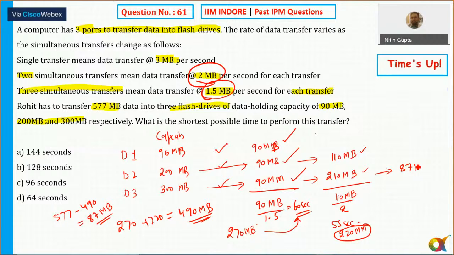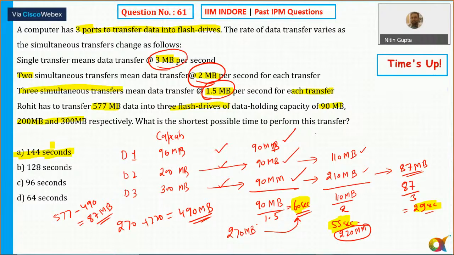And now this drive is working alone. So if drive 3 is working alone, and its single data transfer rate is 3 MB per second, what is the time needed? 87 by 3, which comes out to be 29 seconds. Okay, 29 seconds. So what is the total time now? The total time needed is 60 plus 55 plus 29, which comes out to be 144 seconds. So the correct answer is definitely option A, which is 144 seconds.